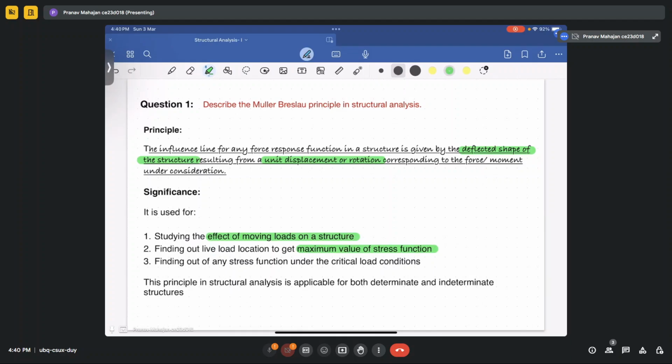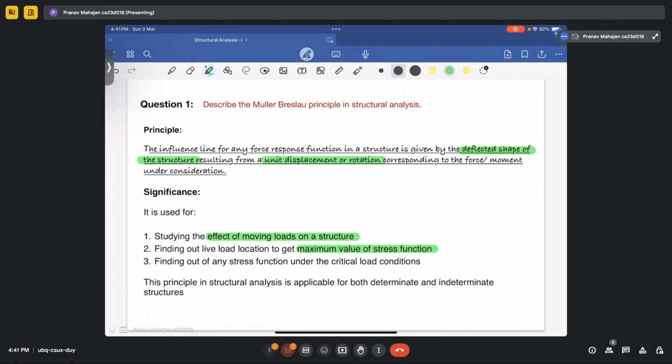Another point is telling you the same thing: finding any stress function under critical load condition. The critical load condition will help us determine whether the structure is safe or not. This principle is applicable to both determinate as well as indeterminate structures. Finally, concluding, your influence line diagram for any force is the deflected shape corresponding to unit rotation or displacement provided at a particular joint or member under consideration. So what is the purpose of that?